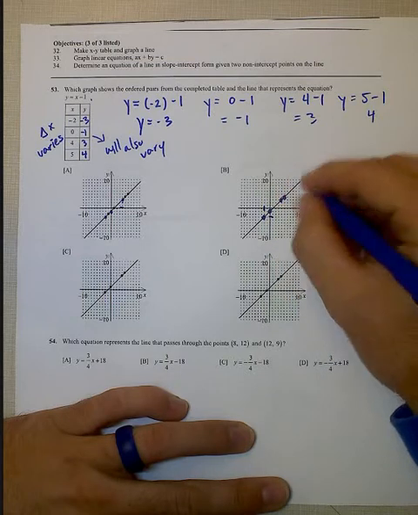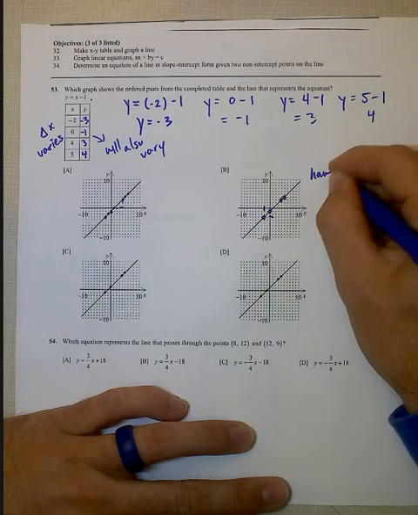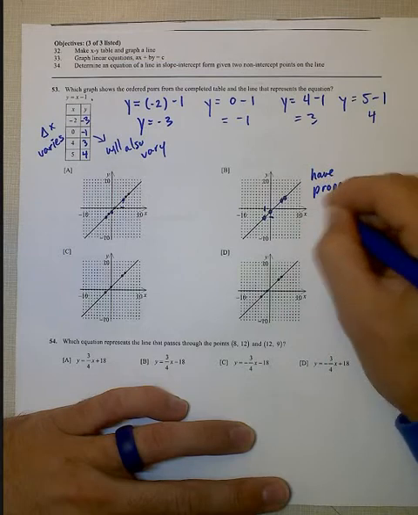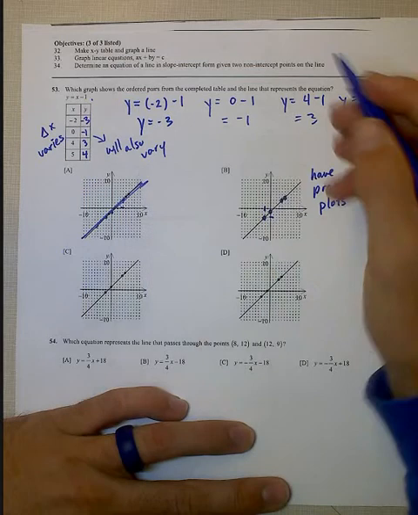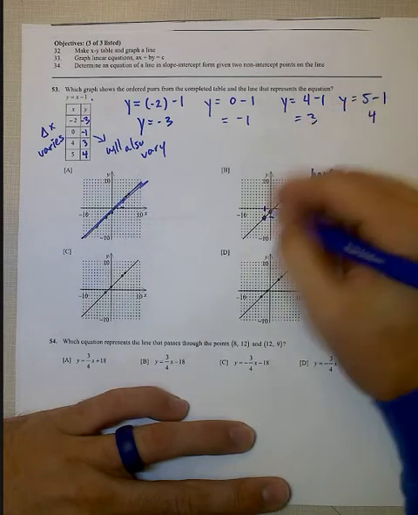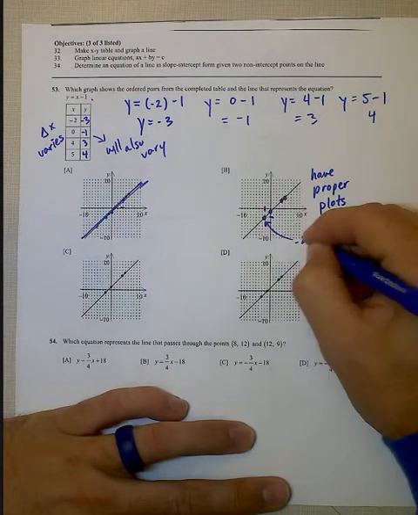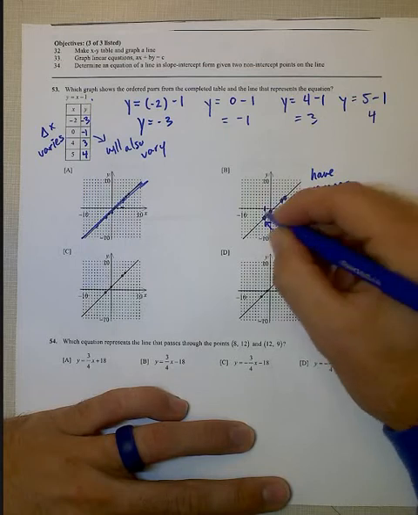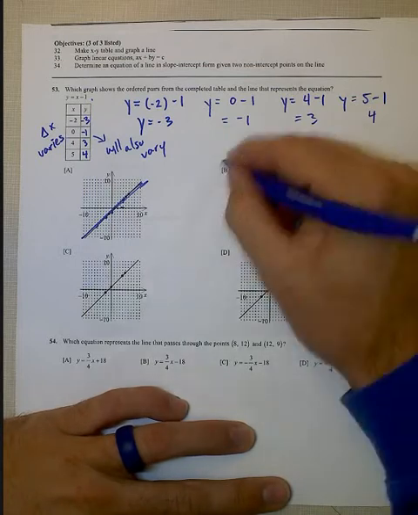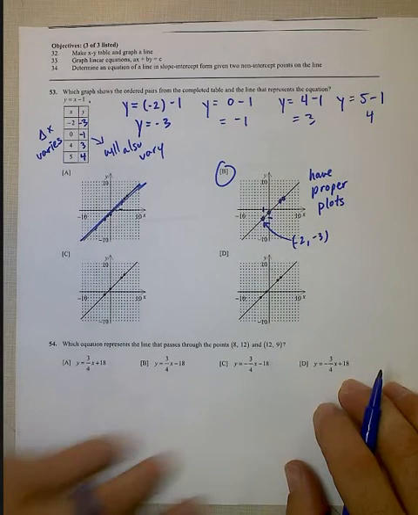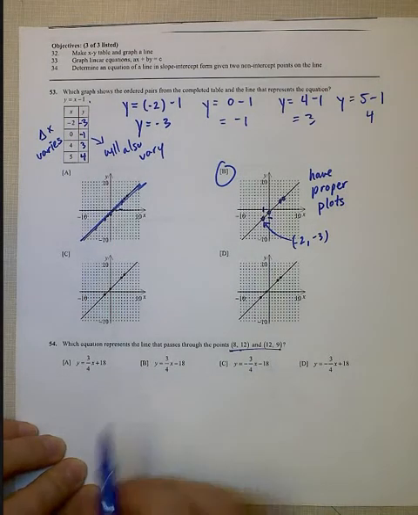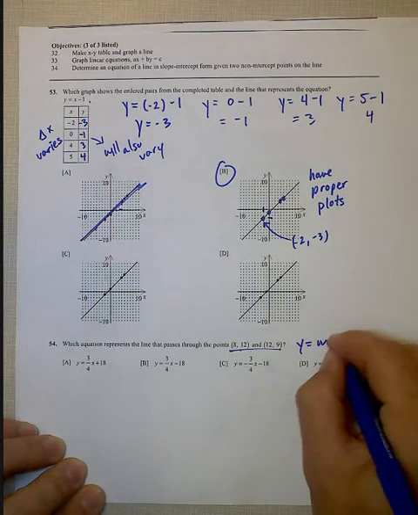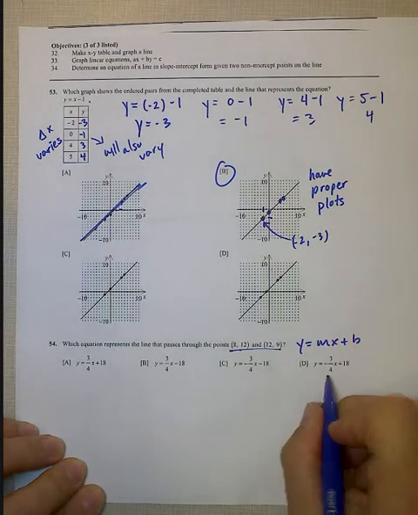These have proper plots. Like, yes, this kind of fits here, but the points that we're plotting, the -2, -3 fits most here. This is best fit with plots. This would be our answer here. Now we took a look at this as far as, okay, I need to get a y equals mx plus b. You can see that here. You can see a slope and a y-intercept.